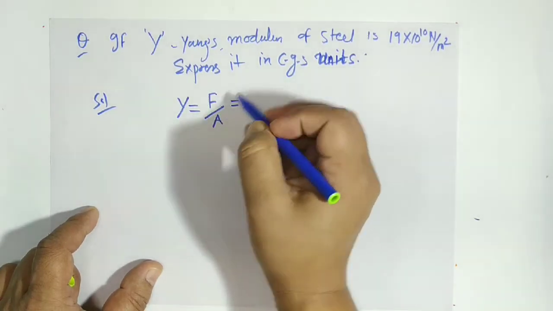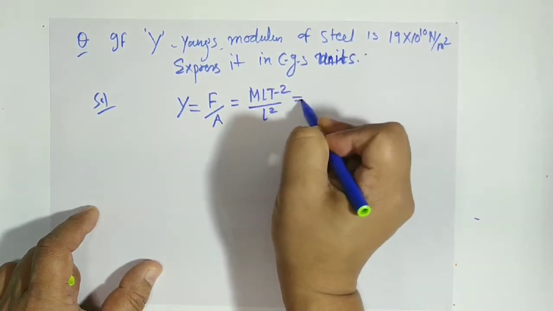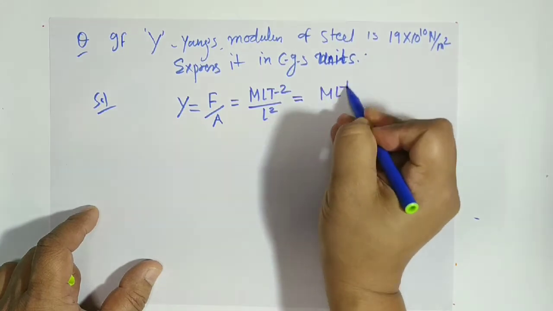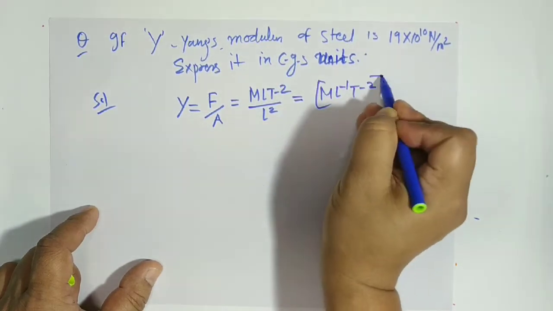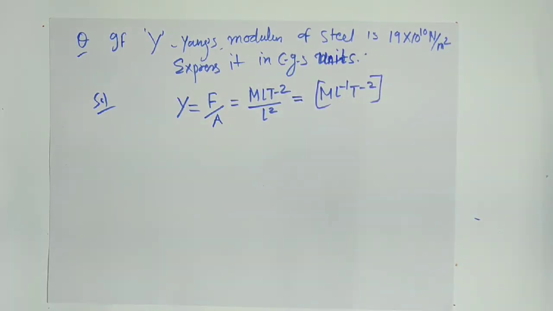The force per unit area: force is MLT minus 2. What is area? L square. So what does it become? ML minus 1 T minus 2. So first of all you will see what is given. So 19 into 10 to the power 9.